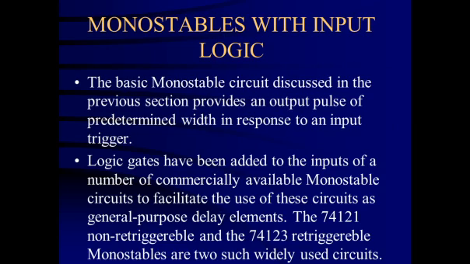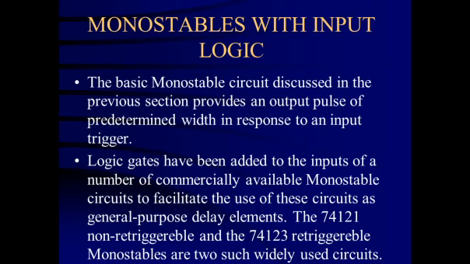In the basic monostable circuit discussed in the previous section, it provides an output pulse of predetermined width in response to the input trigger. After the circuit is triggered, the output of the monostable goes into the quasi-stable state and it will time out automatically and come back to the stable state. The width of this pulse is determined by the value of R and C in the basic monostable circuit.